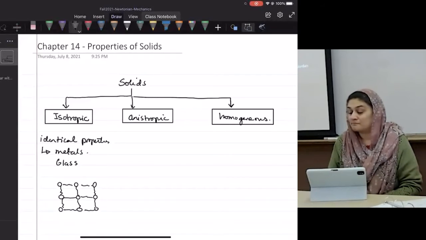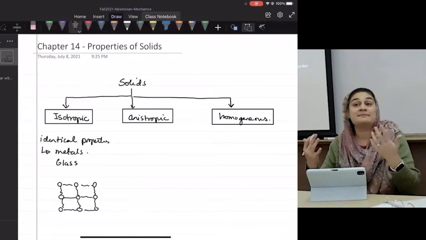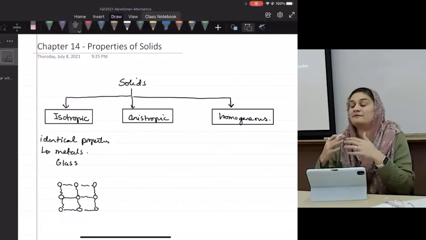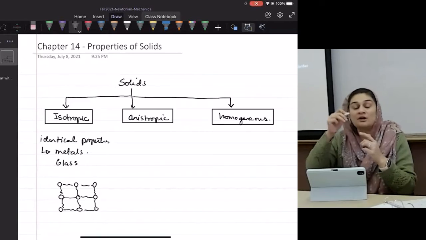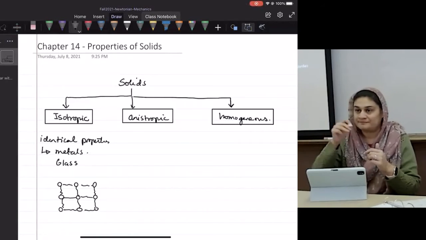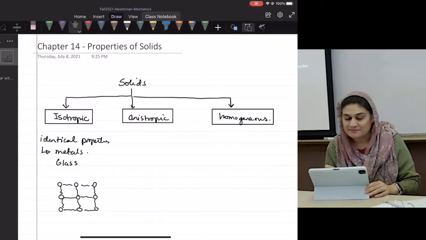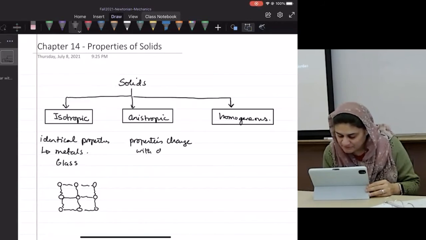Okay, so then what is anisotropic? Not identical. It's the opposite. It will be directionally dependent. So whatever properties you have, for example density or volume, depends on whether you're going along the X direction, Y direction, or Z direction. So in this case, properties change with the direction.